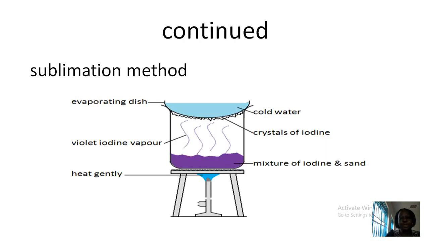Here is a picture to show you what will actually happen. The mixture of iodine and sand is put in a beaker, and then we have an evaporating dish which has covered the top, with some water, of course, to allow cooling of the vapor as it gets to the bottom side of the evaporating dish, and then we are heating gently using a Bunsen burner. So you can see that the purple vapor of iodine is evaporating and it cools at the bottom side of the evaporating dish.